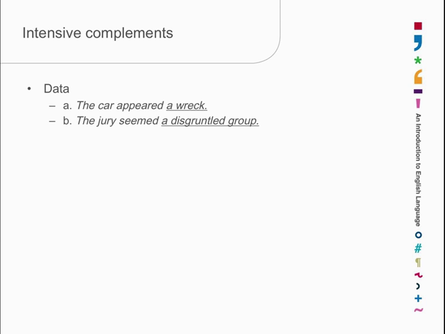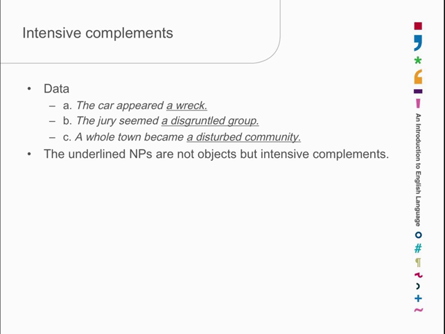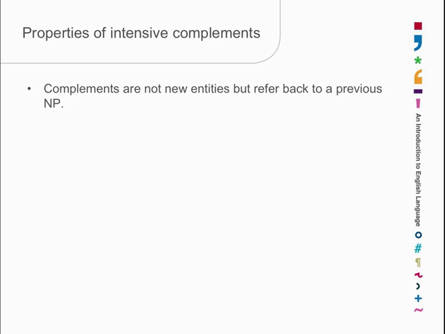The underlined unit is telling us more about the jury. The jury is a disgruntled group. And with the verb become, we also get the same kind of situation. After the becoming, the town is a disturbed community. We don't have two different communities. We've only got the one. So we're going to say that the underlined noun phrases in this case are not objects, but intensive complements. Well, the first characteristic that we've seen so far is that they're not new entities. They refer back. They tell us more about.